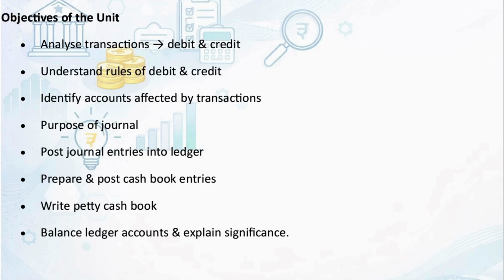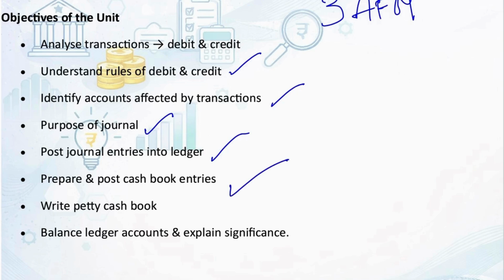Today we will discuss Unit 3 of the AFM paper. In this video, we will discuss how to analyze a transaction and how to apply debit and credit rules, which accounts will affect the transaction, what is the purpose of journal entry, why we make it first and later ledger entries, how to prepare cash book, and the significance of balance of ledger accounts.